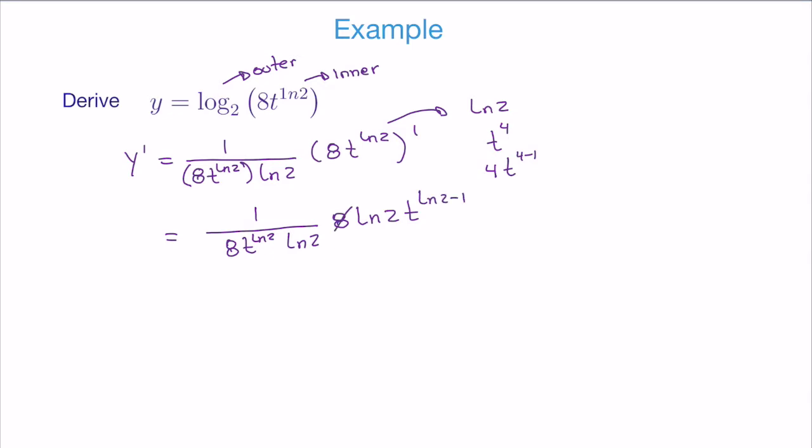Now the 8's cancel out, ln 2 cancel out, and we get t to the ln 2 minus 1 over t to the ln 2. And we just use power rules. This is t to the ln 2 minus 1 and subtract the power in the denominator, which is ln 2. ln 2 cancel out and we get t to the negative 1, which is 1 over t. So our answer is just 1 over t.